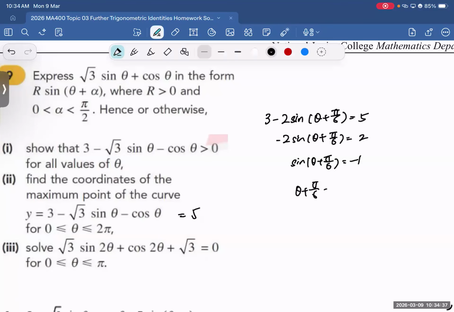Very good. Well done, Joshua. Okay. Huh? Do you all know 3 pi over 2? Don't know. Okay, guys, let me finish solving this first.